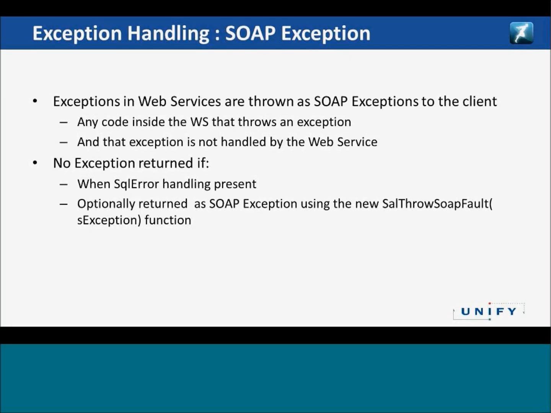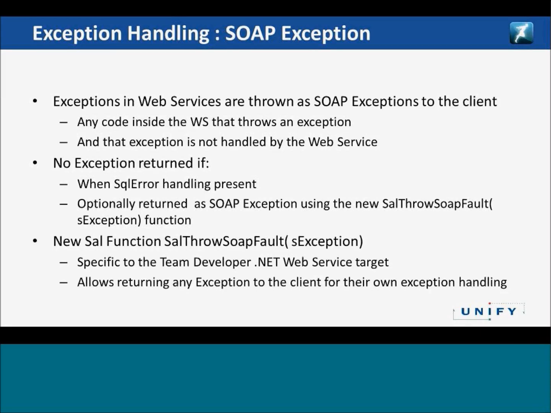text and pass back the error text to the client, or return the error number to the client using the SOAP exception call, the new SOAP exception call that we implemented through SOAP fault. And that passes a string where you can return the error text, for example. So the SalThrowSoapFault function allows you to throw a SOAP fault to the client, which is also handy for debugging because then you know what's going on in the web service.